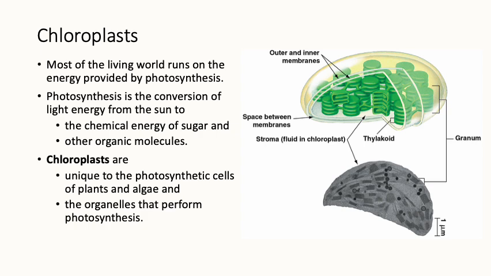Chloroplasts are found in the photosynthetic cells of plants and algae and are responsible for photosynthesis. During this process, light energy from the sun is converted into chemical energy stored in sugars and other organic molecules. These sugars serve as the foundation for most food webs on Earth, directly or indirectly supporting nearly all living organisms. Chloroplasts contain internal membranes that maximize the surface area available for capturing light, making photosynthesis highly efficient and central to life on this planet.